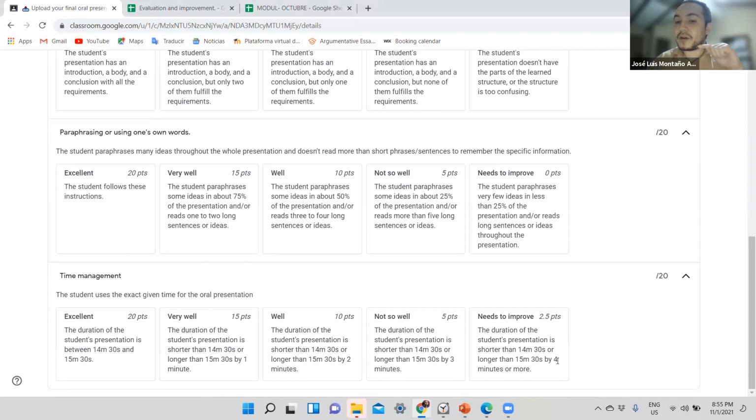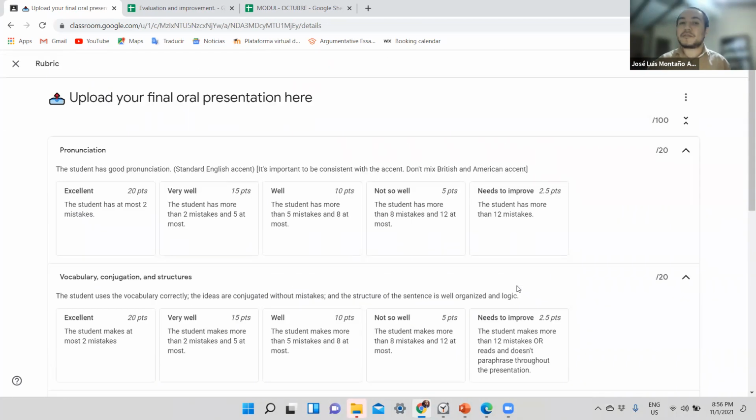And if it's longer by 4 minutes or more, it's going to be only that score. All right, again, this is to control time. I want to listen to what you say, and I don't want you to use more time because we are not going to have time to finish with all of you. Okay, so that's the criteria for this final oral presentation. Do you have any questions, comments, or something that you want to let me know? Tell me, please.